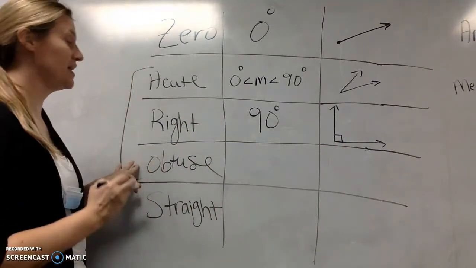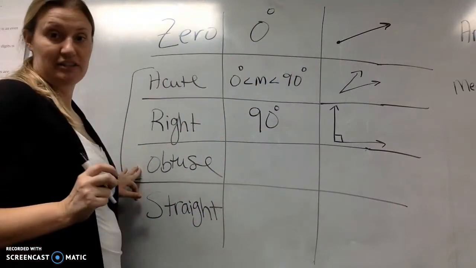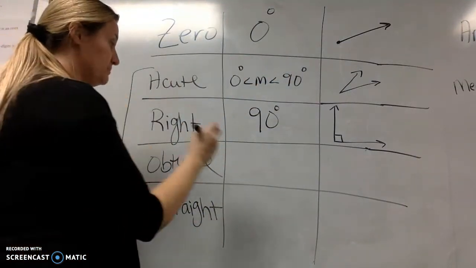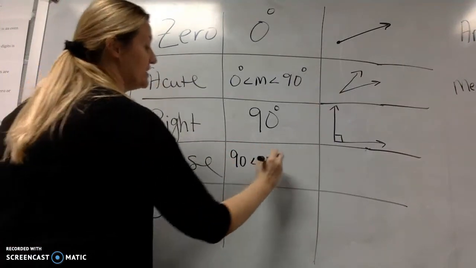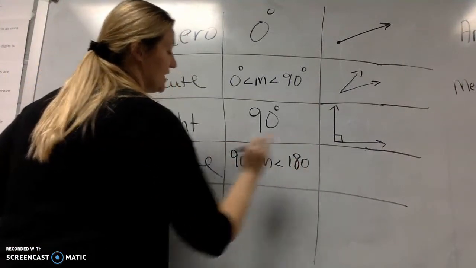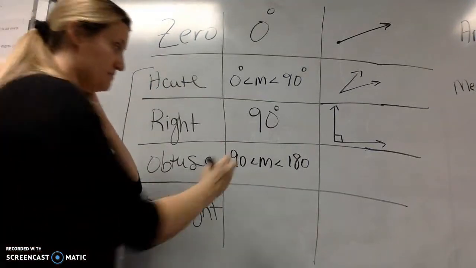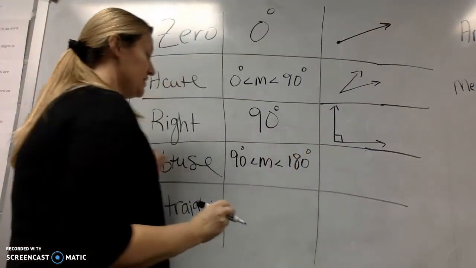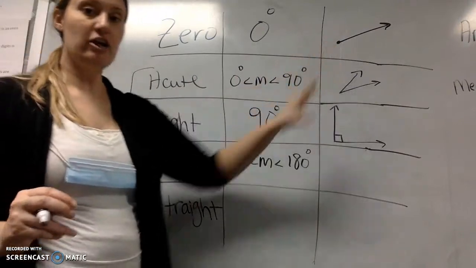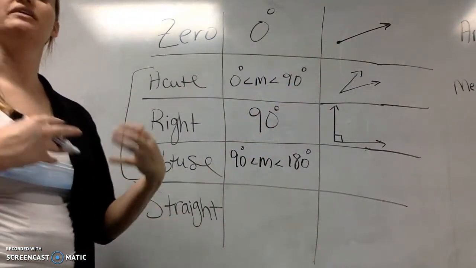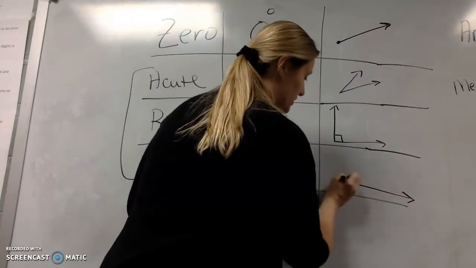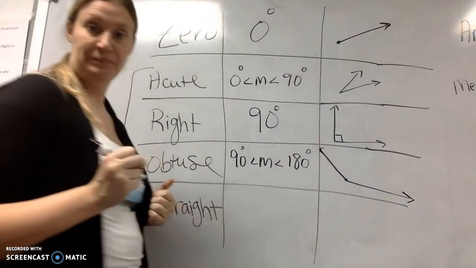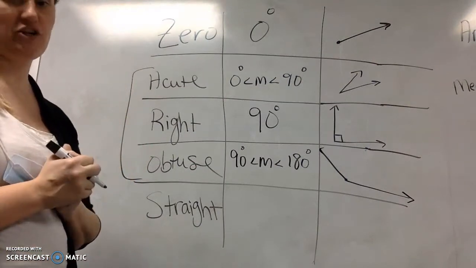So your obtuse angle is bigger than your acute and your right angle. And so this one, your measure has to be bigger than 90, but it's still less than 180, okay? So I think of this as that's my cute little angle, and this is my obtuse. I just think of it as very big. So an obtuse angle might look like that, or it's bigger than 90 degrees.